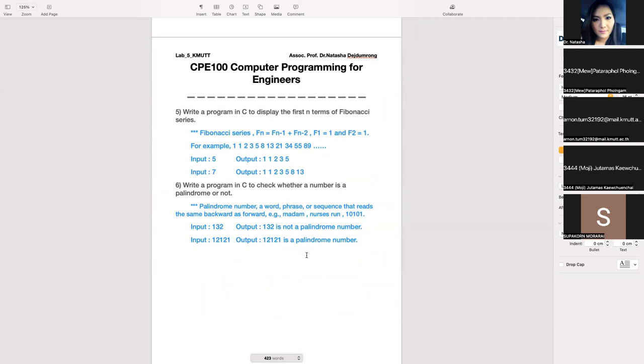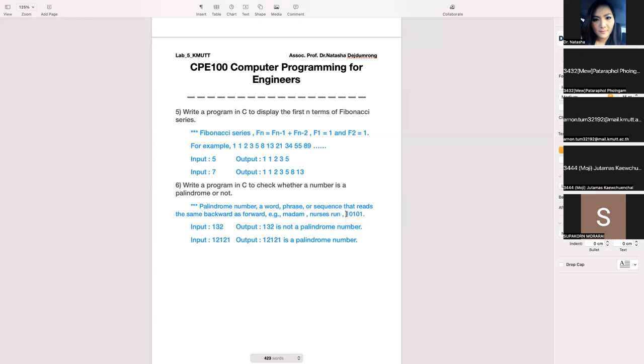If you don't know what a palindrome means, I'll give you a hint. A palindrome is a number, word, or sequence, or anything that can be read backward and forward. Like madam, M-A-D-A-M. You can write it backward, M-A-D-A-M, the same way. As in Nursesrun, you can read forward N-U-R-S-E-S-R-U-N, right? If you write it backward, it will be N-U-R-S-E-S-R-U-N, the same. Also the number 10101, read backward, it's also 10101.